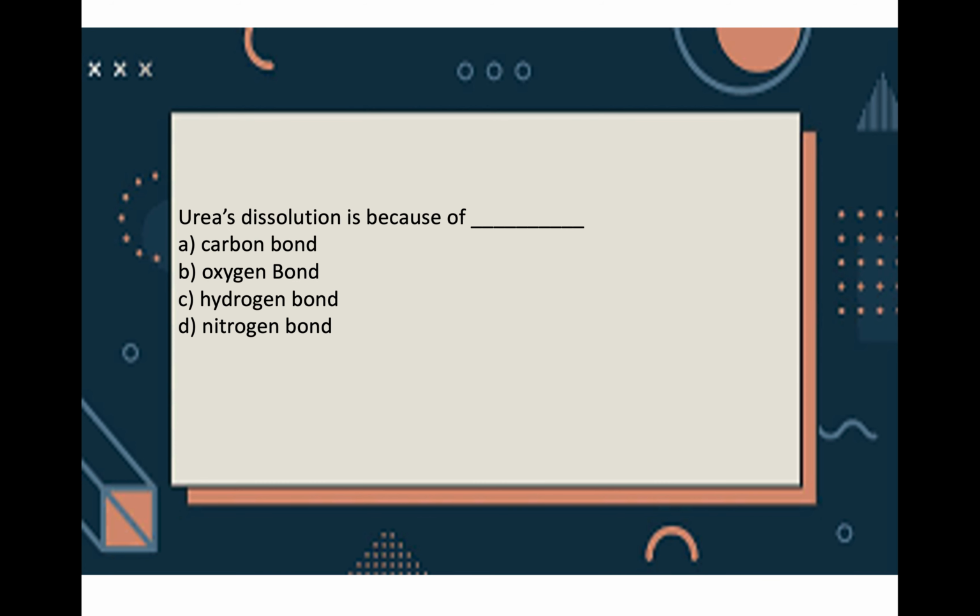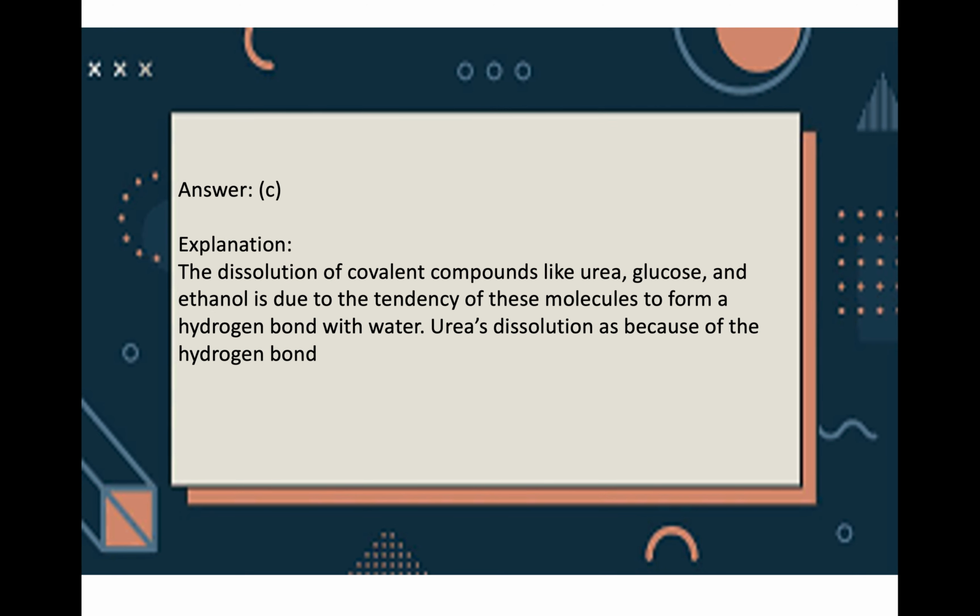Next question: urea's dissolution is because of what? A, carbon bond; B, oxygen bond; C, hydrogen bond; and D, nitrogen bond. The answer is hydrogen bond, because for covalent compounds like urea, glucose and ethanol, dissolution happens because of the tendency of these molecules to form hydrogen bonds with water. So because of hydrogen bonding only, urea's dissolution happens.